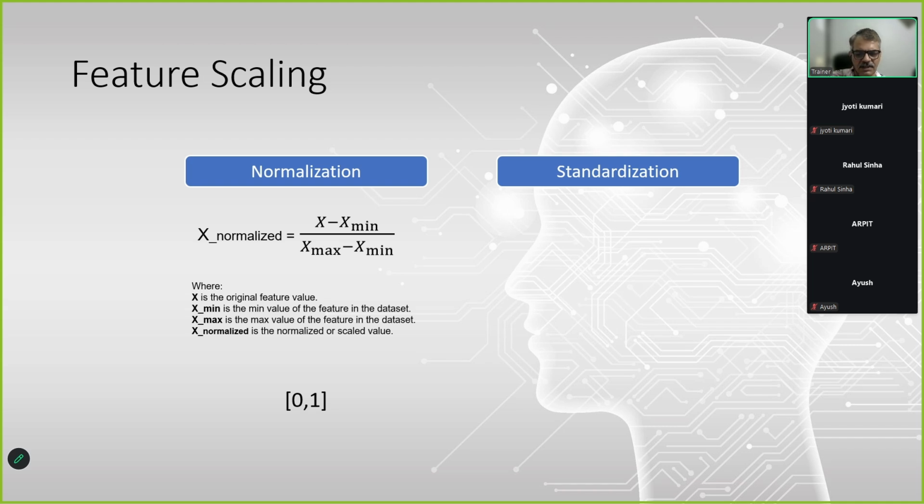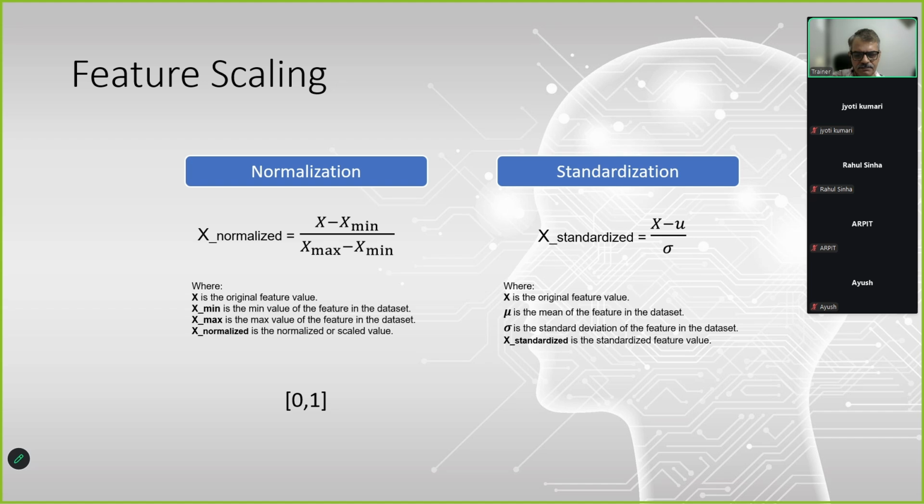Standardization, on the other hand, is a similar process, but instead of subtracting the minimum, we subtract the average, and we divide by the standard deviation. So standardization transforms data to have a mean of 0 and a standard deviation of 1. In a normally distributed data set, approximately 99.7% of all the values lie within 3 standard deviations of the mean. As a result, the values of the column will be between -3 and 3.